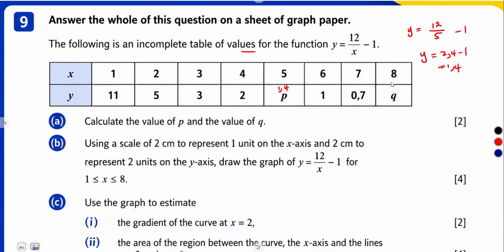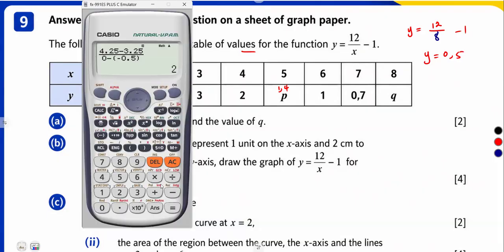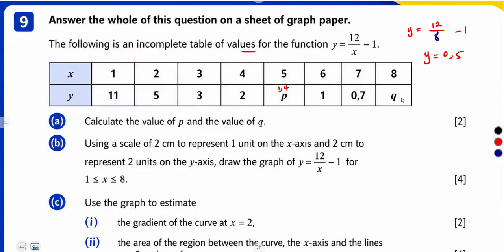And q, when x is 8. Substitute 8 in place of x. This is what you're going to simply do. Our x this time is 8, so I'm going to put 8 here. So y is equal to 12 divided by 8, then subtract 1. It was going to give you 0,5. You can also just use a calculator, guys. This is paper 2. Do not limit yourselves. Minus 1 like this. So that's a half, which is 0,5. So that's the value of Q, 0,5.